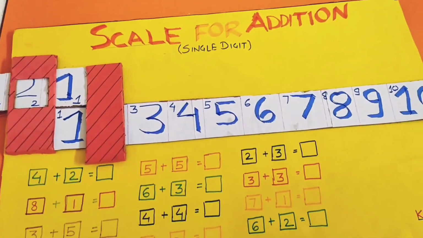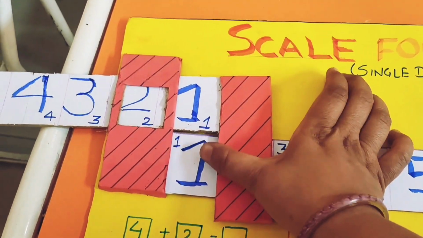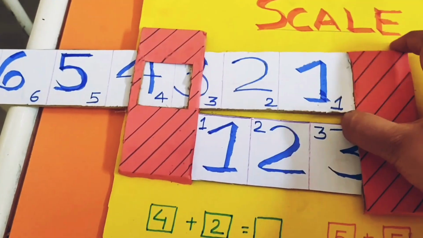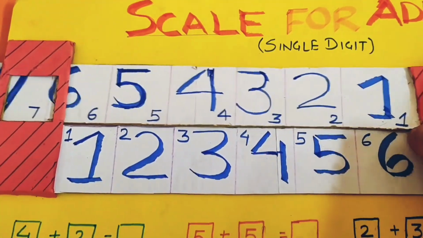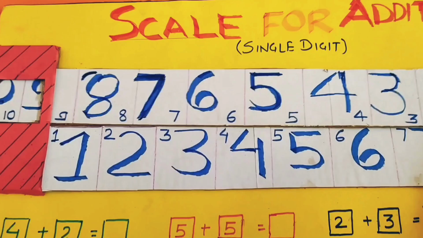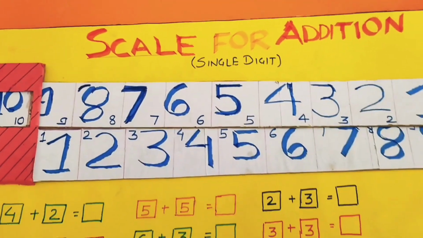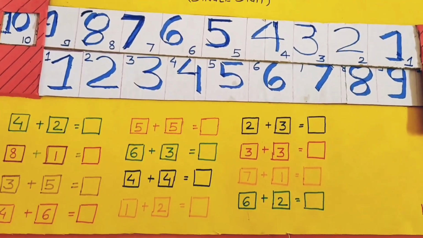This project is made using chart paper, cardboard, sketch pens, and scissors. This scale is basically used for single digit addition.